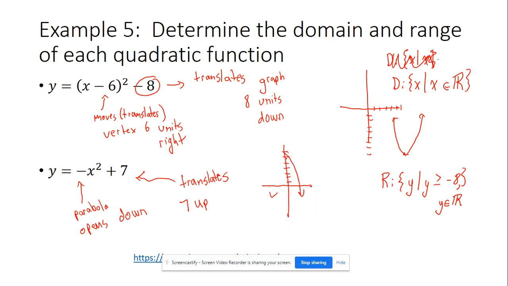All right, so this graph is opening downwards like this. Our domain is x such that x is a real number. Our range is y such that y is less than or equal to +7, and y is a real number. All right, so here's going to be how we do domain and range of these guys over here.